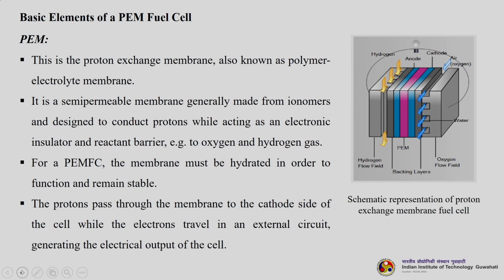The next one is the PEM, the membrane itself. So, this is the proton exchange membrane, also known as polymer electrolyte membrane. Many times people call it the electrolyte. It is a semi-permeable membrane generally made from ionomers and designed to conduct protons while acting as an electronic insulator and reactant barrier, for example to oxygen and hydrogen gas. For a PEMFC, the membrane must be hydrated in order to function and remain stable. The protons pass through the membrane to the cathode side of the cell, while the electrons travel in an electrical circuit generating the electrical output of the cell.